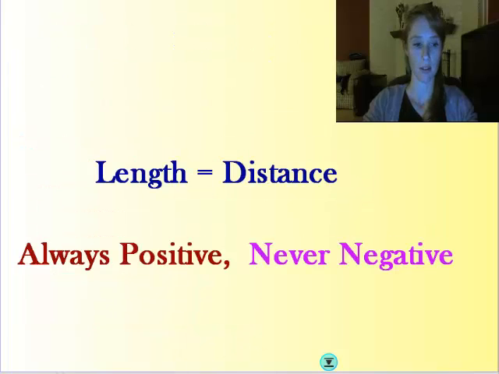Okay, so today we're going to be talking about length of segments, but I'm also going to be using the word distance to describe the length. Those two words mean the exact same thing, how long a segment is. Okay, the important thing I want you to remember is that distance or length is always positive. It's never negative. So let me give you an example.